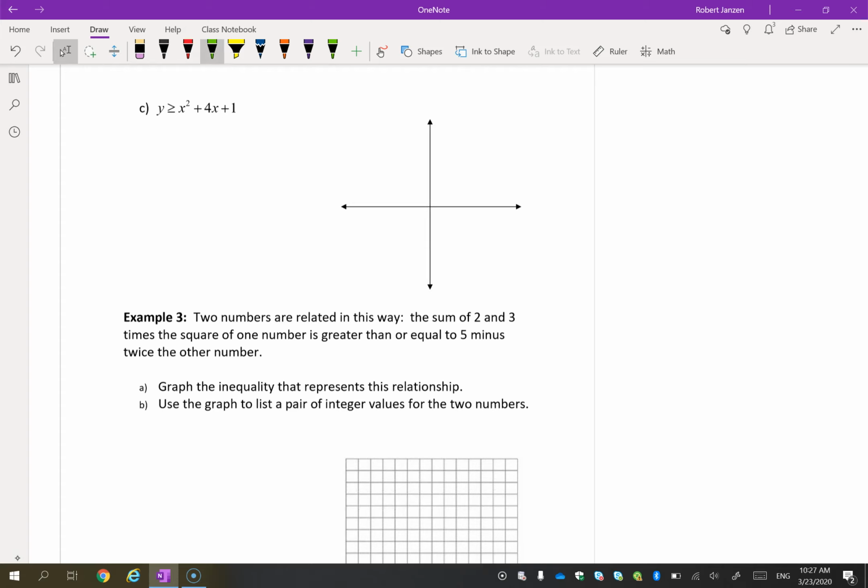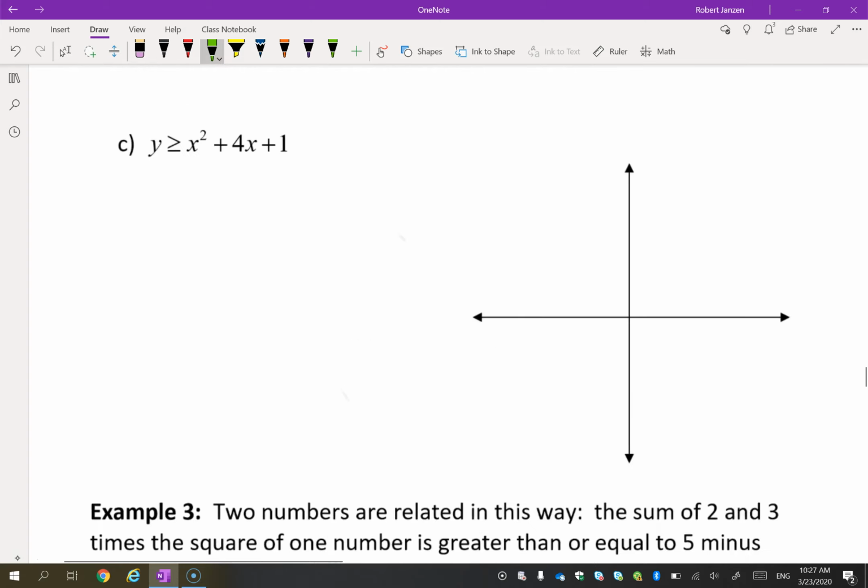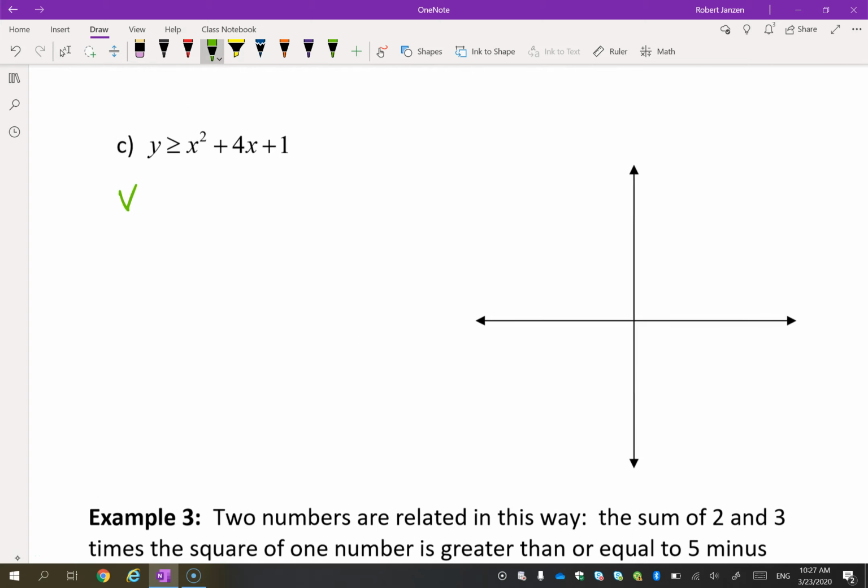All right, let's try another one. Need the vertex. It's negative b over 2a, so that's negative 2. Better just check that. Negative b over 2 times 1. Yeah, that's negative 2. Okay, and then my y value, if I put negative 2 in there, I get 4, take away 8, plus 1, so 5, take away 8. That's going to be negative 3.